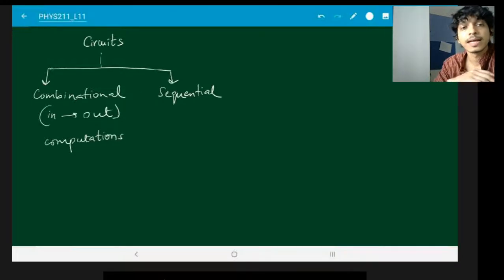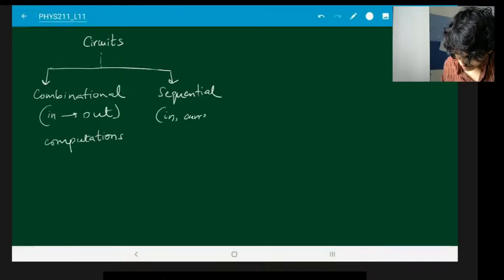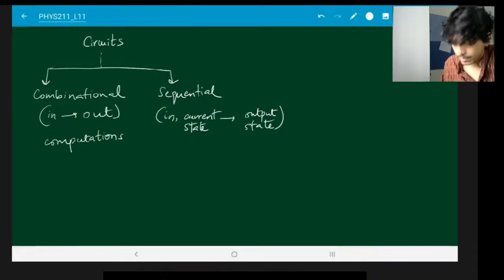Sequential circuits, the output doesn't depend only on what the input state is. It also depends on what was its previous state before this. So input and the current state decides what is going to be the output state. So you can think of sequential circuits as having some sort of memory. The output that you get from these circuits will depend also on what is their current state. So just because you have a certain input doesn't mean you will get a corresponding output. It will also depend on currently what is stored in that circuit.